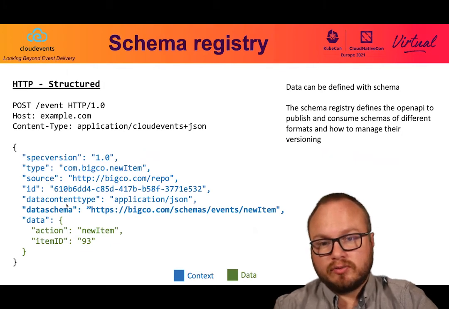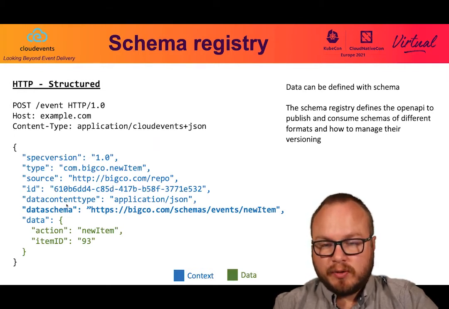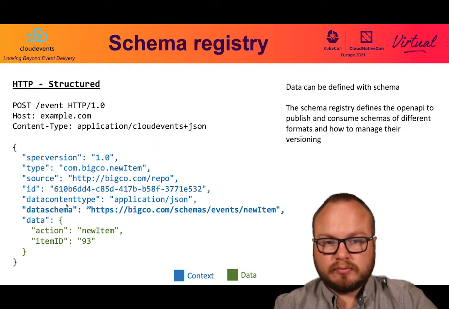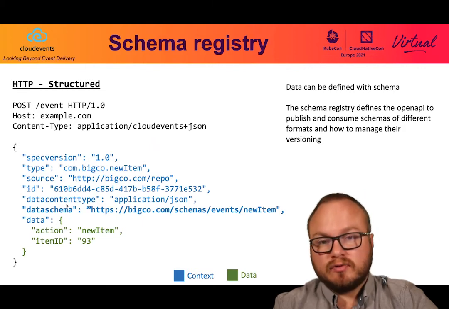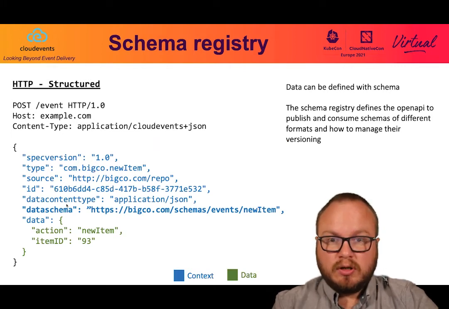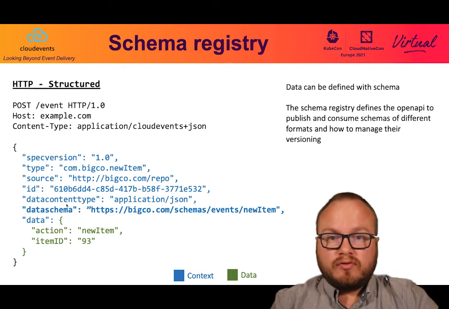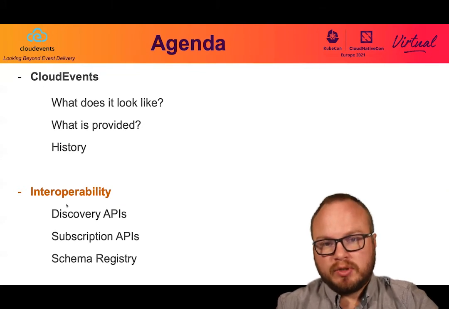Finally, the schema registry. As we see here in a sample of an event, there is a data schema. The data schema basically defines the structure of what's inside the data. But that means we will probably need to be able to publish schemas in different formats and different versions. So the schema registry basically aims to define how you consume and publish schemas publicly or privately through a schema registry.